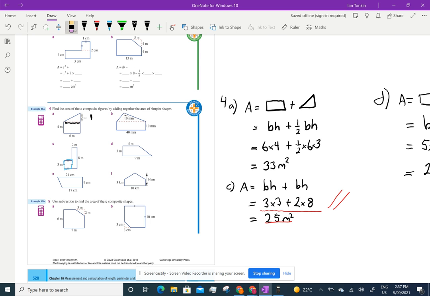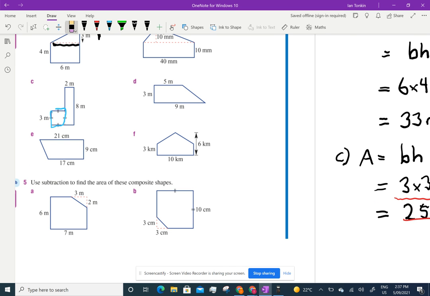I'm going to do D, but I'm going to show you how to do E, and I'm going to show you how to do F as well. So E's the same as D. So you draw a line up there. Again, you have to work this out, and that's going to be 21 minus 17, so that will be 4, and your height will be 9, and you just do exactly the same thing. You'll go 17 times 9 for the rectangle, and a half of 4 times 9 for the triangle.